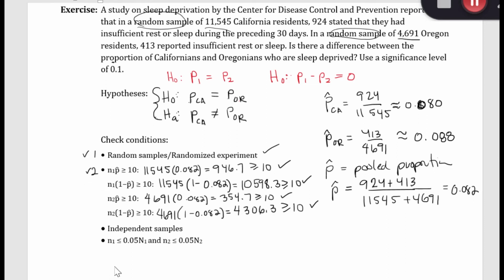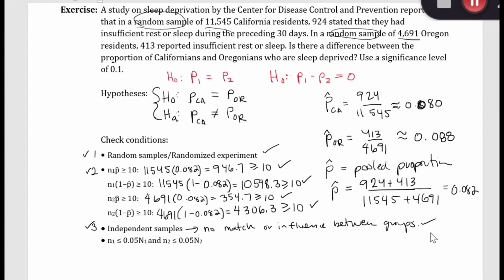Then we have to talk about whether they are independent samples. Did the people who I chose to be in the Californian group influence who I chose in my Oregon group? I didn't. So there is no match or influence between the two groups. So criterion 3 is satisfied.